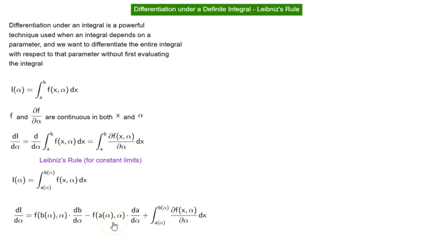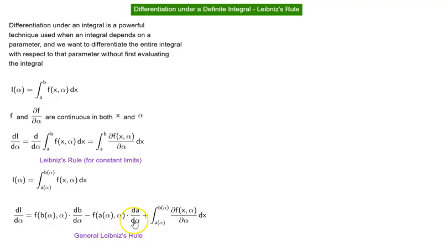And the formula for this is dI by d alpha is equal to f of b of alpha comma alpha, that is the function value at b of alpha comma alpha, times the rate of change of b with respect to alpha, minus f of a of alpha comma alpha times dA by d alpha, plus the integral from a of alpha to b of alpha of the partial derivative of f of x comma alpha with respect to alpha dx. And this is the general Leibniz rule.